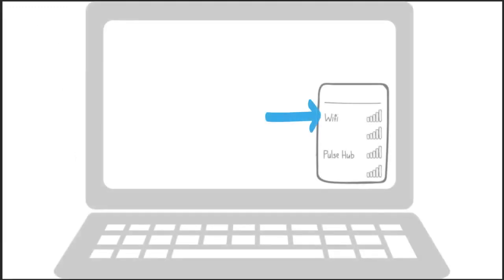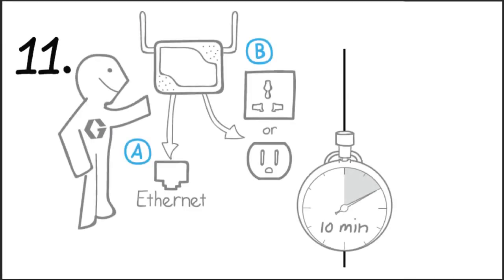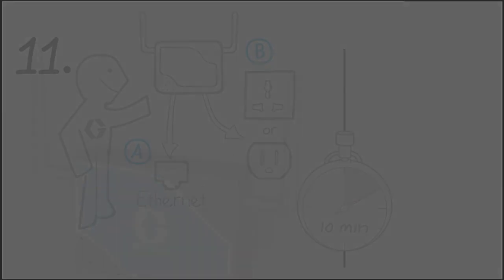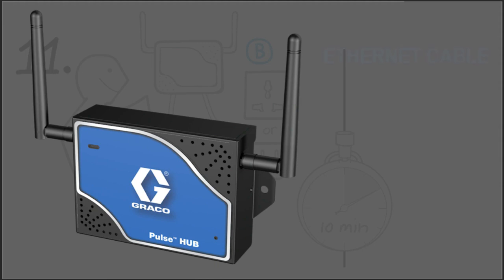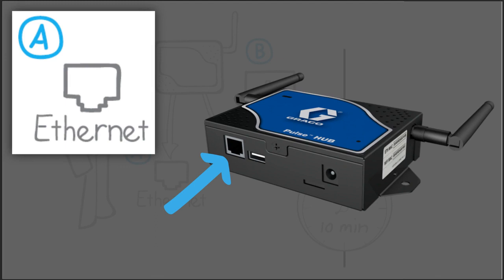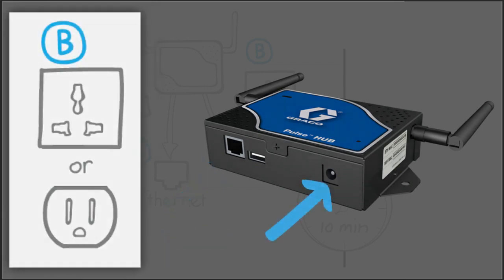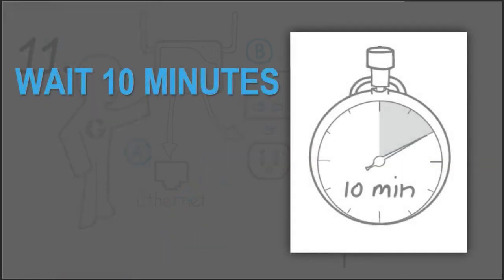Close the Pulse window and reconnect to the customer's network. You should no longer be connected to the Pulse Hub. Now it's time to connect the hub to the customer's network. First, make sure the hub is ready and that you have the Ethernet cable and power cord. Plug in the Ethernet cable. Make sure you do this before you plug in the power cord. Then, plug in the power cord. Wait 10 minutes for the Pulse application to load.